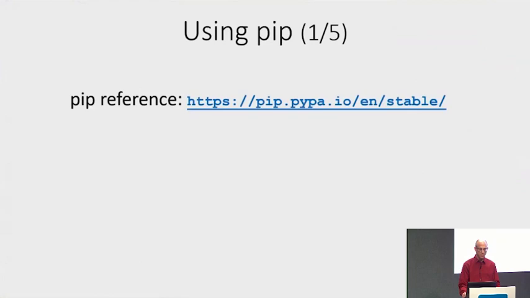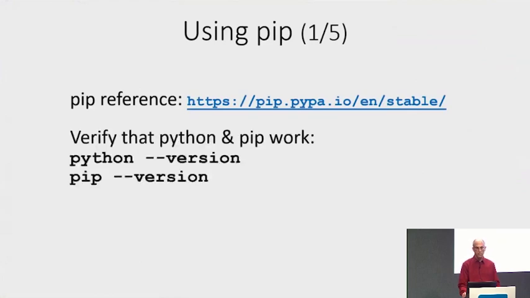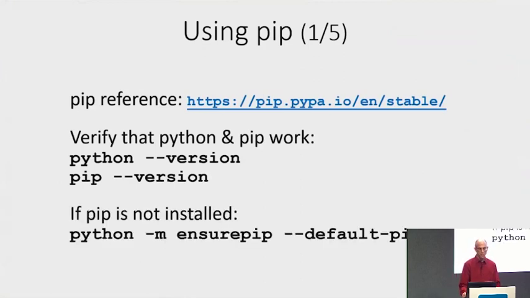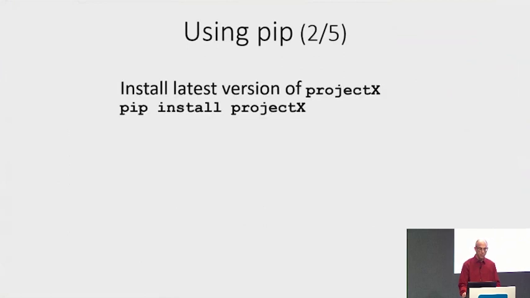Now pip, here's the reference for it. If you want to use it, first you have to make sure it's installed. If it's not installed, you use this command. That pulls it out of the standard library and installs it for you. And then if you want to download the latest version of a particular project, there's that simple command. So behind the curtain, it is actually going to the Python Package Index and downloading it from there. It takes care of all those gruesome details for you.